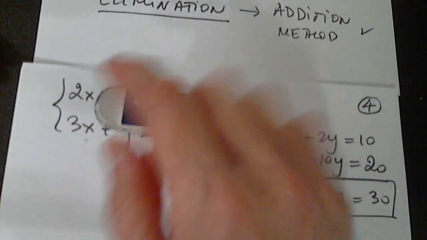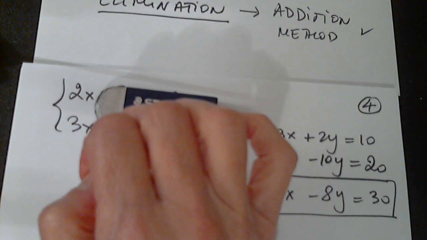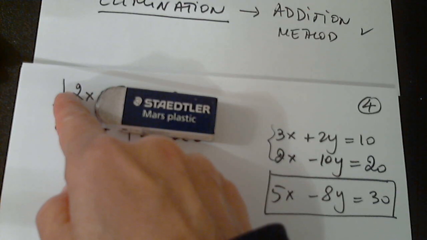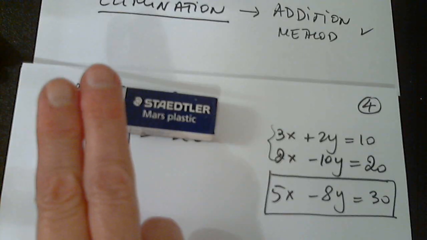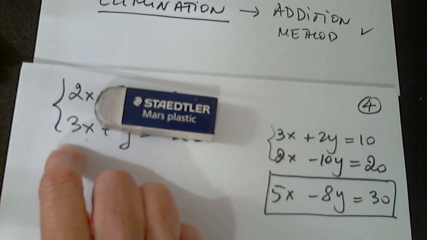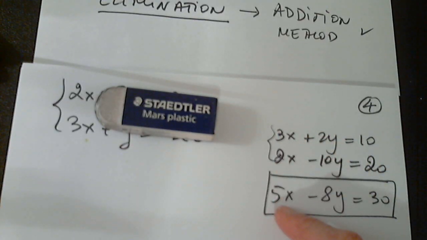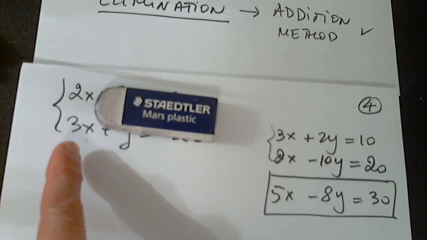Okay, so coming back to our analysis, to see how this method works. Coefficient 2, coefficient 3. In order to eliminate x, I will have to multiply the first equation by 3 to get 6x, and this equation by negative 2 to get negative 6x. So then when I add them, this term goes away. That's what I have to do if I want to eliminate x.